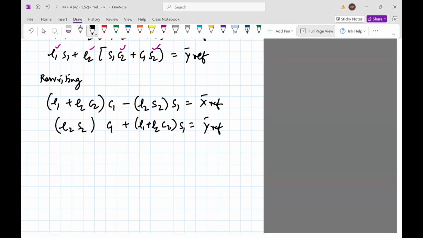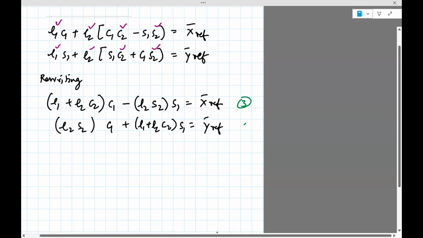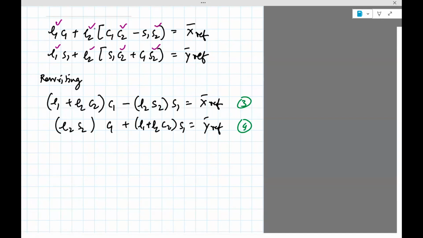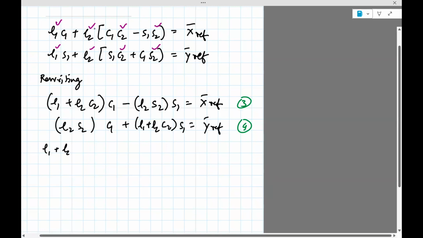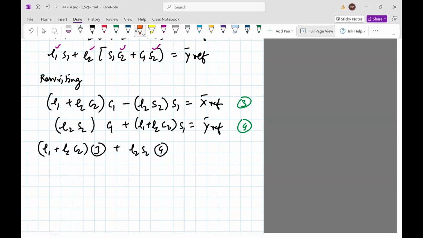Let's call these equations 3 and 4. The easiest way to do this is perhaps to just eliminate S1. So how do we eliminate S1? We multiply (L1 plus L2 C2) with equation 3, and then add it to L2 S2 times equation 4. The effect of this is that the S1 term will drop off.